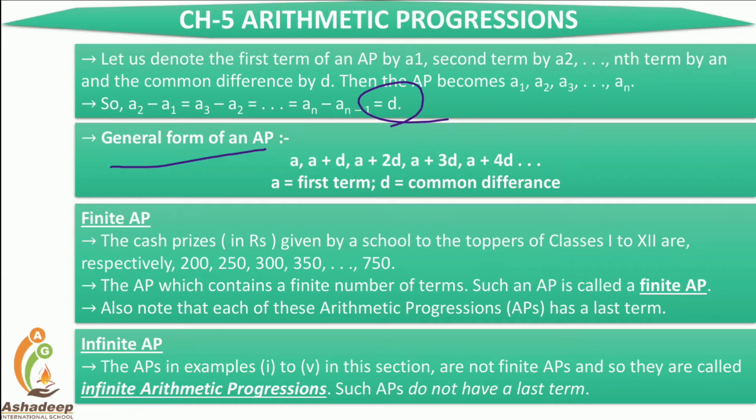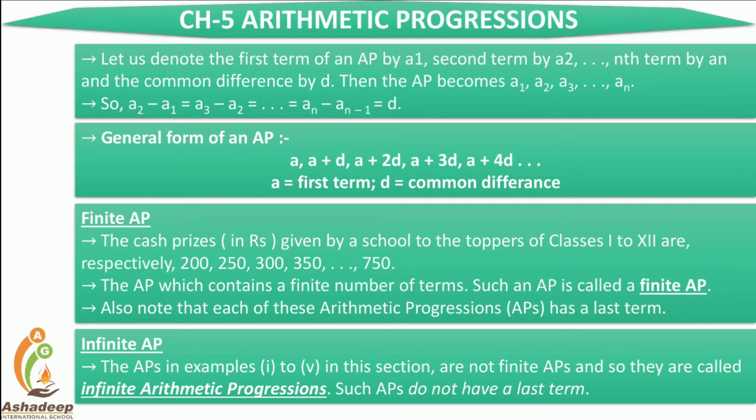What is the general form of an AP? The general form of an AP is a, a plus d, a plus 2d, a plus 3d, a plus 4d. So this is the general term of an AP. How will this come? We add some fixed number, that is called the common difference. That is the common difference we add over here. How that will come, we will see in the upcoming slides.